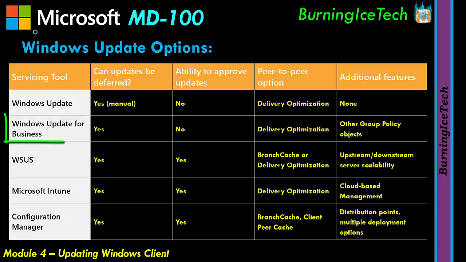Now, with regards to Windows Update for Business, can updates be different? Yep. Ability to go and approve the updates? Nope. No surprise there. Now, if you look at the third one there, WSUS.